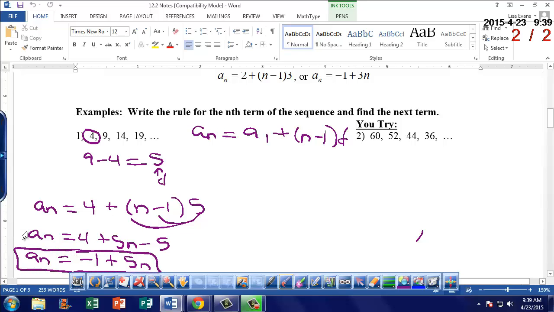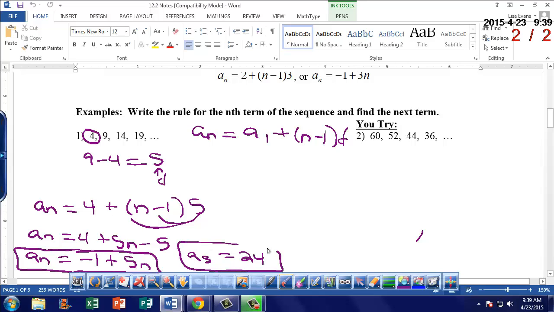Now it also says find the next term. Now we know we can just add 5 and get the next term, right? If I just take 19 plus 5, my next term would be 24. Or I see I have 1, 2, 3, 4 terms, so my next term is 5. So if I plug 5 in for n, I get 5 times 5, which is 25, plus a negative 1, is 24. So this is how I would write it. The fifth term is 24.